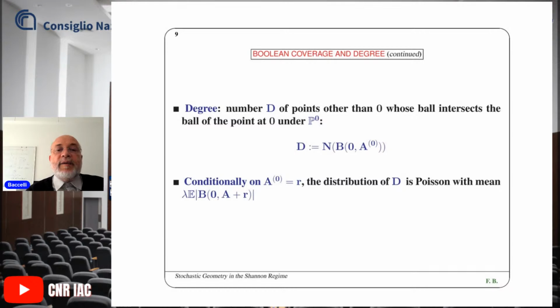One calls degree D the number of points other than zero whose ball intersects the ball at point zero, under the Palm probability of the point process. Think of a ball at zero, and you ask about the number of neighbors, right, whose ball intersects the ball at zero. And conditionally on A_0, the radius of the ball at zero, the distribution of D is Poisson on integers with a mean which is just lambda times the expectation of the volume of the ball of center zero and radius A plus R. So A is random. Okay, so that's the first thing.